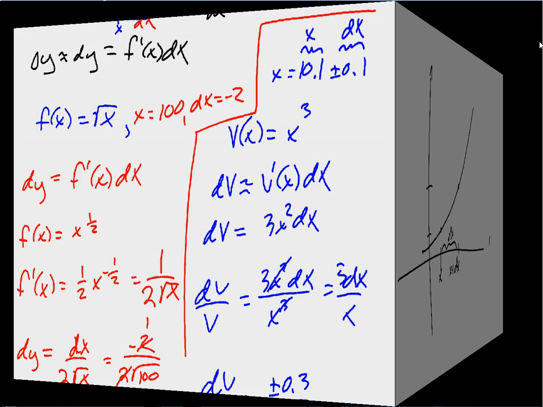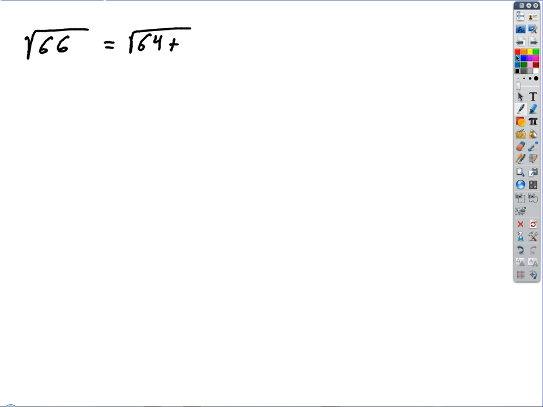Okay, try another one. Let's do just a couple of these. So make sure you get this down, because this is a pretty easy way to do it. What if I want to estimate, let's say, the square root of 66? What's that going to be? We're going to estimate that as the square root of what plus or minus what? Okay. So that's the same thing as saying the square root of 64 plus 2. Okay? Right?